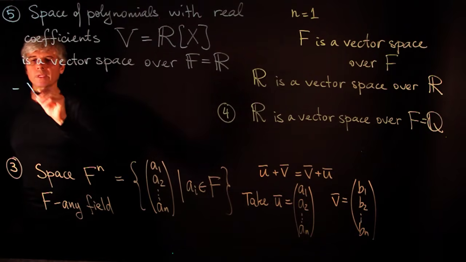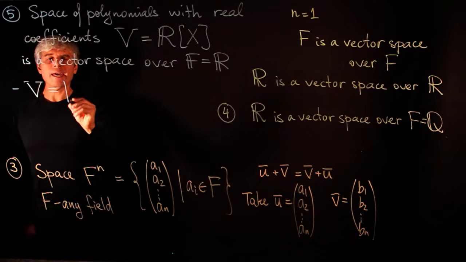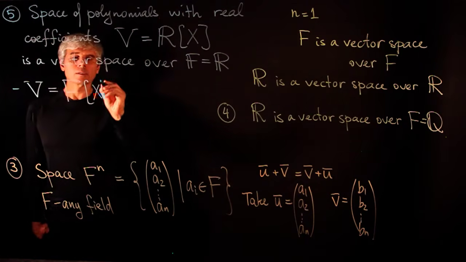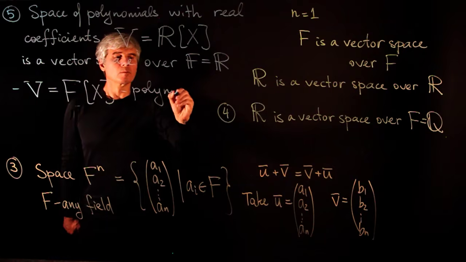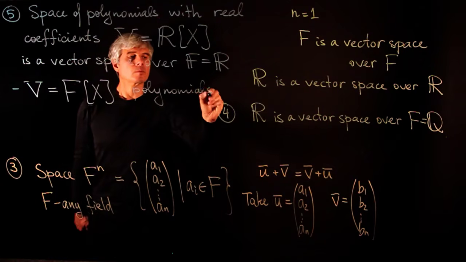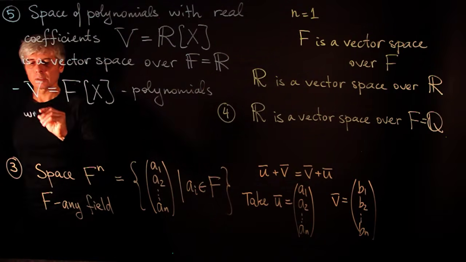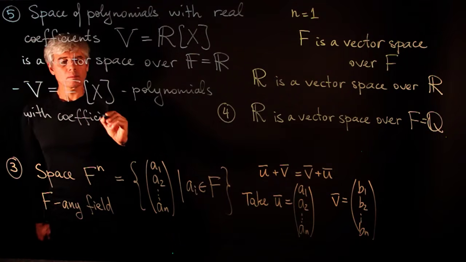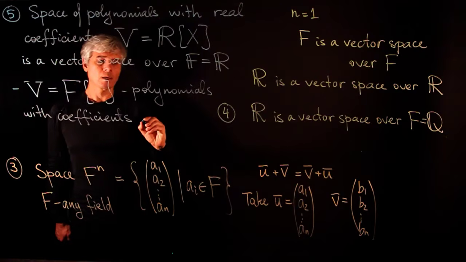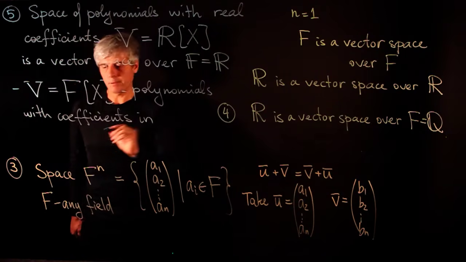And again, we can generalize this. So we can take V to be F of x. So these are polynomials with coefficients in a field F.